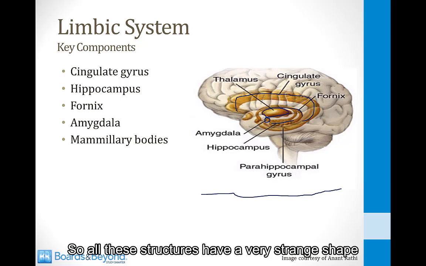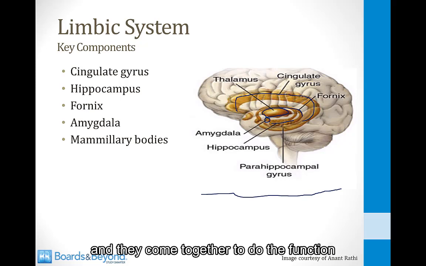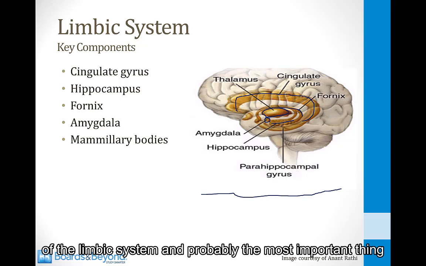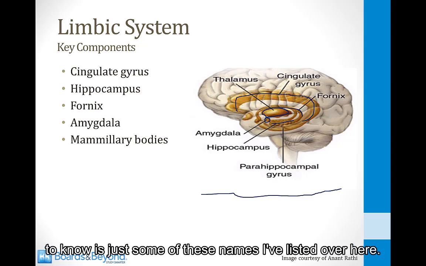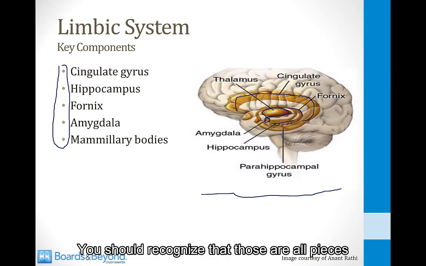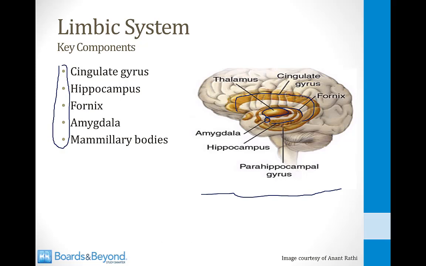So all these structures have a very strange shape, and they come together to do the function of the limbic system. And probably the most important thing to know is just some of these names I've listed over here. You should recognize that those are all pieces of the limbic system.